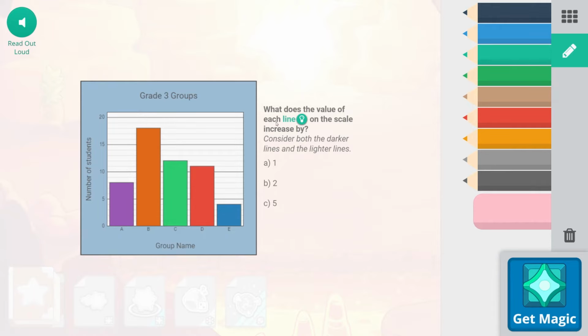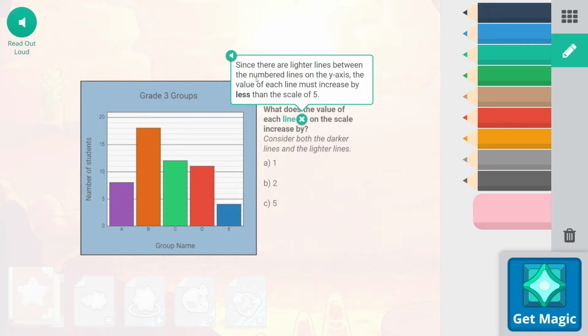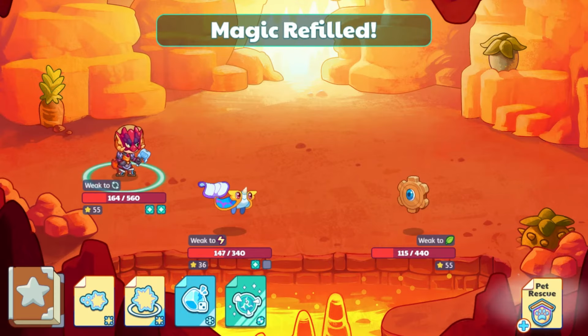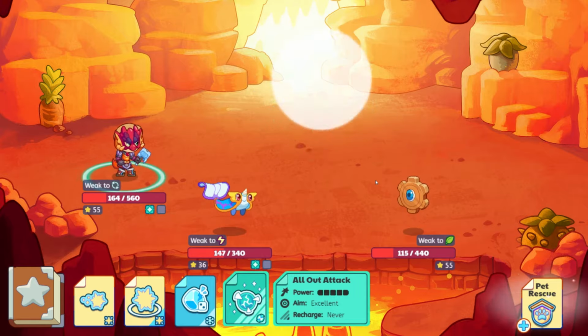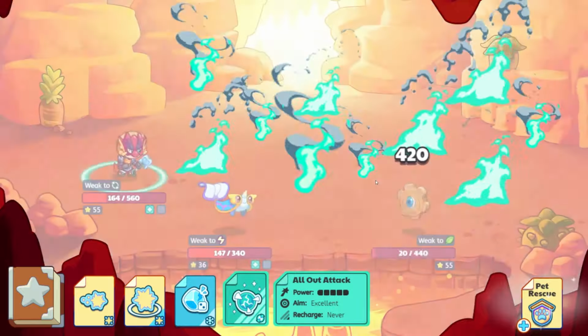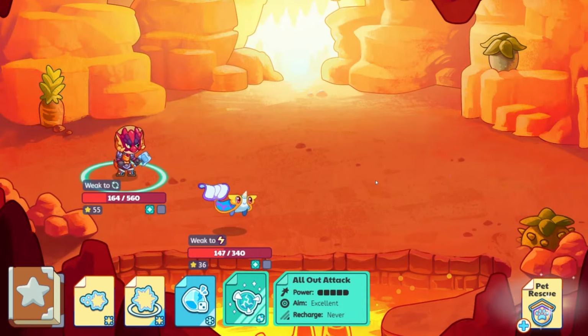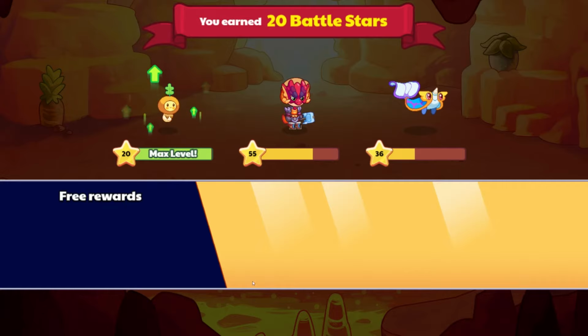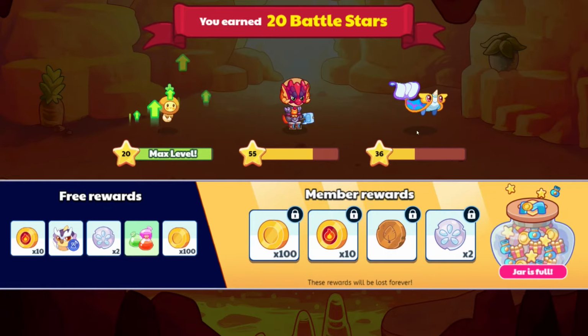What does the value of each line on the scale increase by? I believe the lines are considered this, not the small ones. Let's click on here just to double check. Since there are lighter lines between the numbered lines on the y-axis, the value of each line must increase by less than the scale of 5. Alright, so I'm thinking it's 1. Let's go ahead and see. It's 1, okay. So yeah, when you see questions one by one, because we're only doing 1 question per skill, sometimes you kind of have to figure them out. And as we get into 4th, 5th, 6th, 7th, and then into 8th, it's going to take a little bit more time to really understand what they're asking. And it's a good strategy to spend that extra little bit of time to make sure.